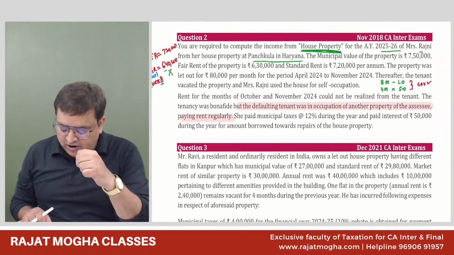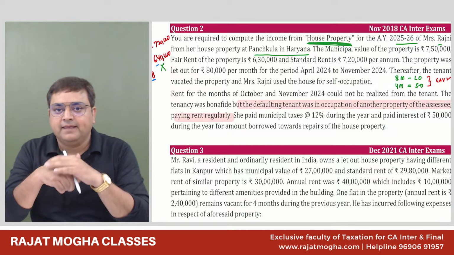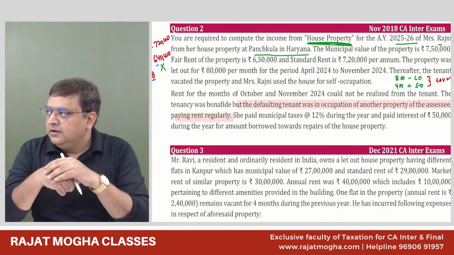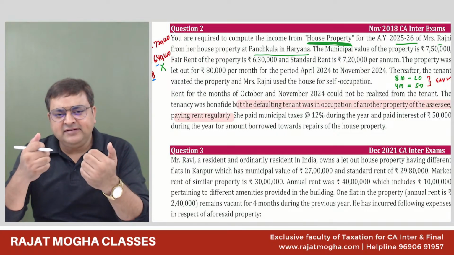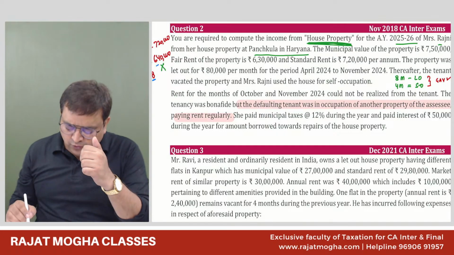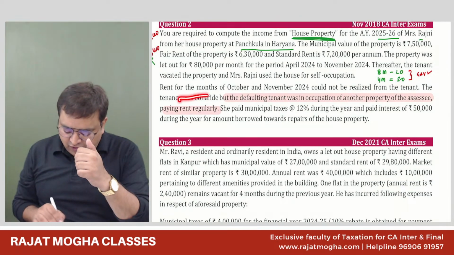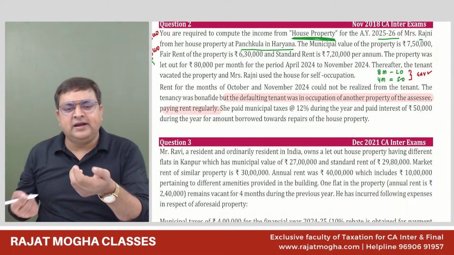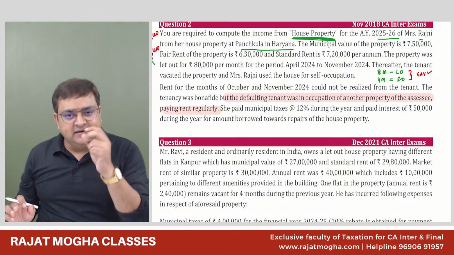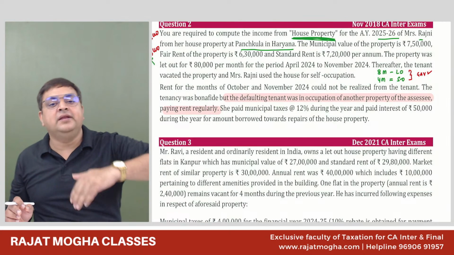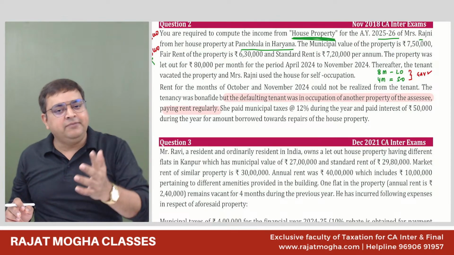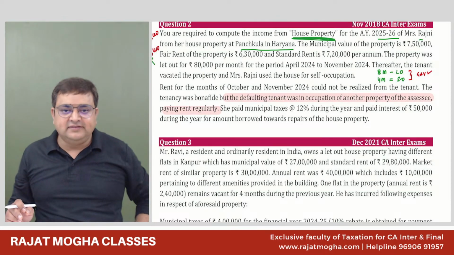Bala, Nishi, have you understood it or not? Yes, sir. So this is not fulfilling the condition of unrealized rent, so we cannot deduct it. Otherwise, if they had not given this line, we would assume that it is unrealized rent and we could deduct. But now they have specifically given that he has occupied another of our properties. It means that the condition of unrealized rent is not getting satisfied.